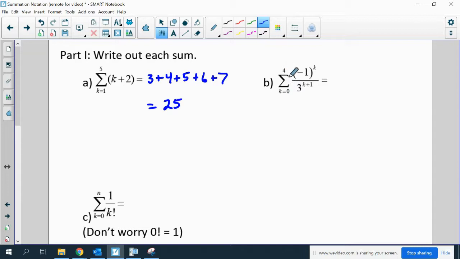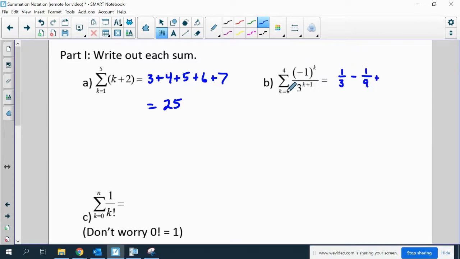The sum from 0 to 4 of negative 1 to the k over 3 to the k plus 1. So now I'm going to plug in 0 for k. Negative 1 to the 0 is 1. And 3 to the 0 plus 1 is 3. So 1/3. Now when I plug in 1, I get negative 1 in the numerator. And then I have 3 squared in the bottom. So it's minus 1/9.